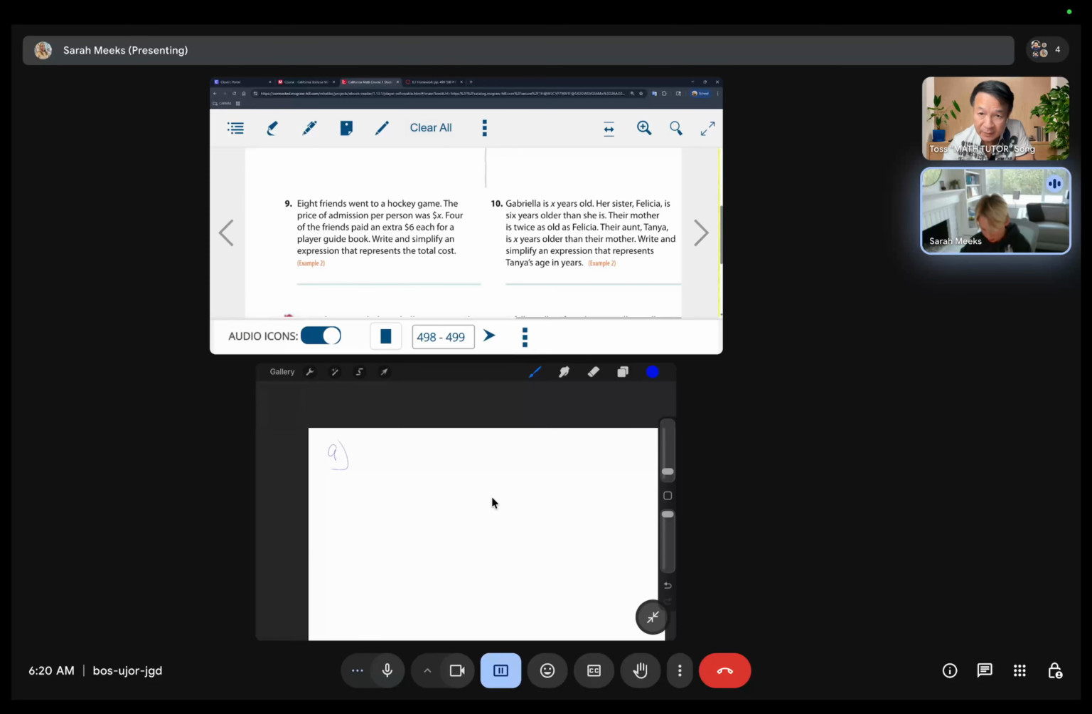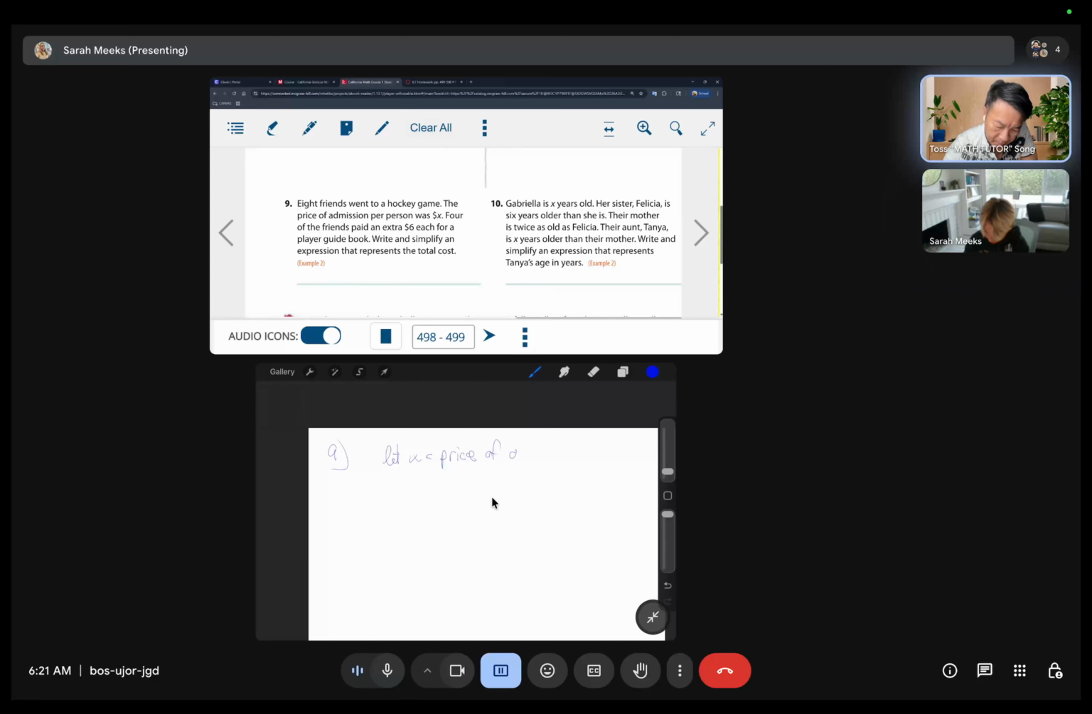Would you do x equals price per admission? Sure, you're defining. Good. You might want to write the word "let": let x equal the price or cost. Let's do price for admission. Okay, I'll write ADM. Now, what do you think? How would you break it up?